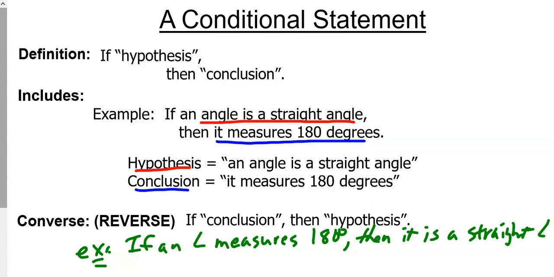Converse. If a conclusion, then a hypothesis. So this is the reverse of your conditional statement. So just be careful when you write this. Don't put if it is 180 degrees. If you reverse it, you need to keep the noun in the correct spot. So if an angle measures 180 degrees, then it is a straight angle. Okay. So again, conditional statement, if hypothesis, then conclusion. The converse of your conditional statement is switch the conclusion and the hypothesis.